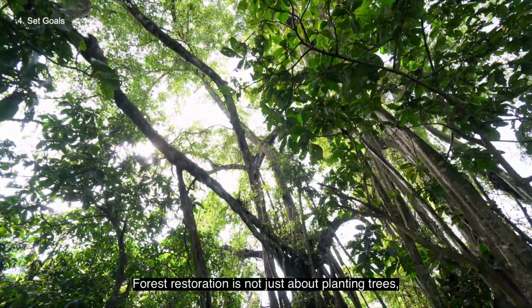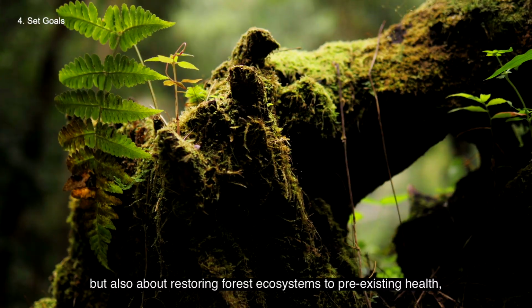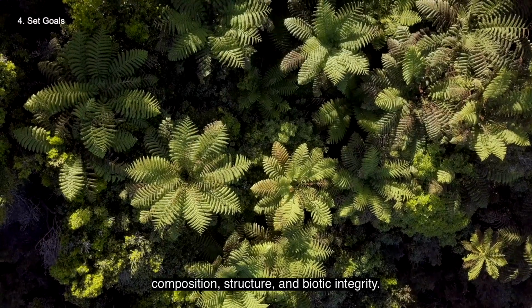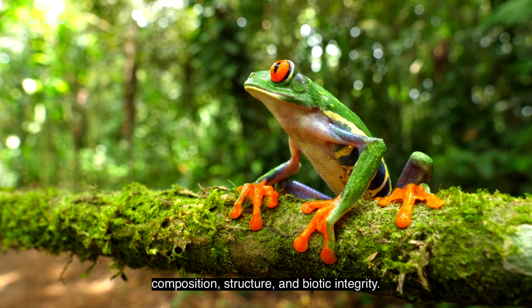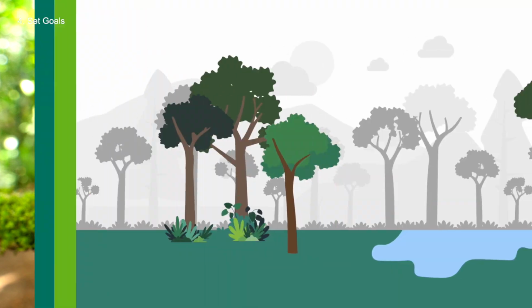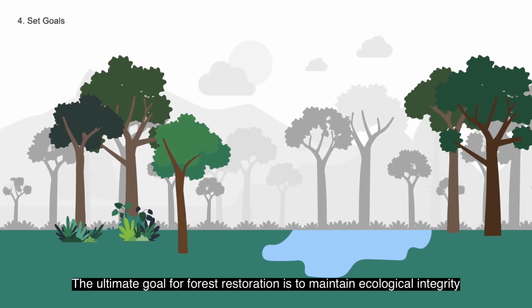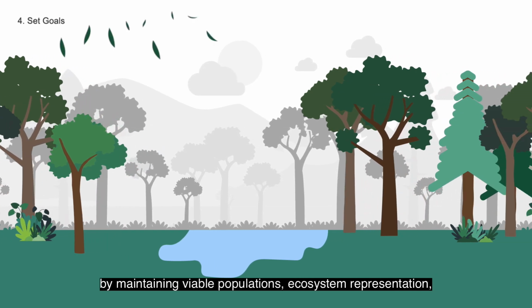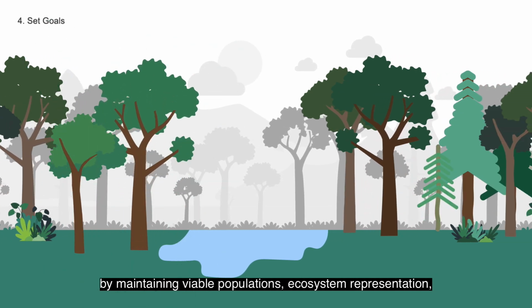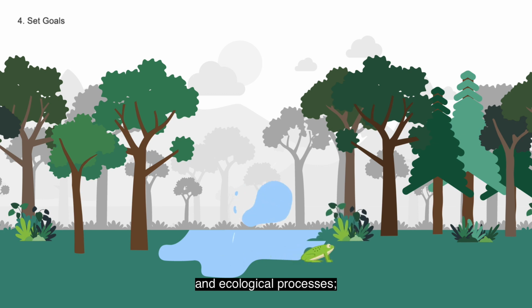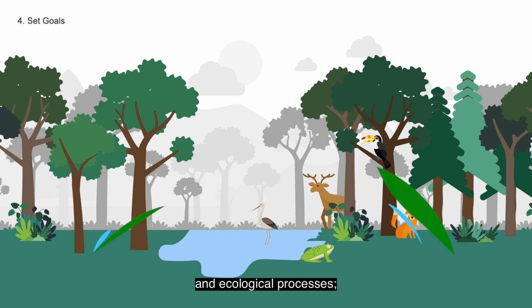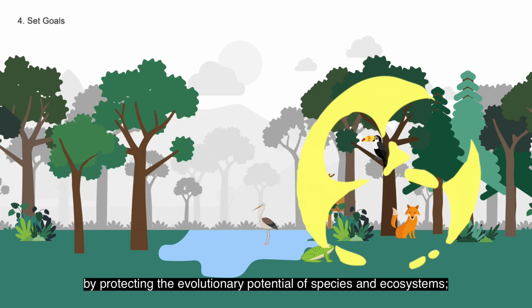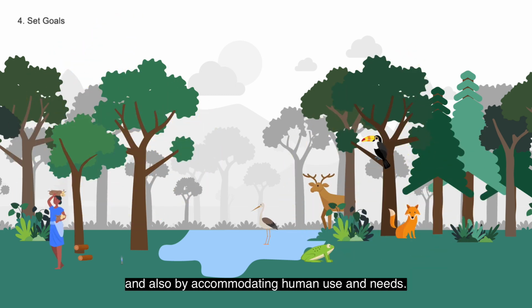Forest restoration is not just about planting trees, but also about restoring forest ecosystems to pre-existing health, composition, structure, and biotic integrity. The ultimate goal for forest restoration is to maintain ecological integrity by maintaining viable populations, ecosystem representation, and ecological processes, by protecting the evolutionary potential of species and ecosystems, and also by accommodating human use and needs.